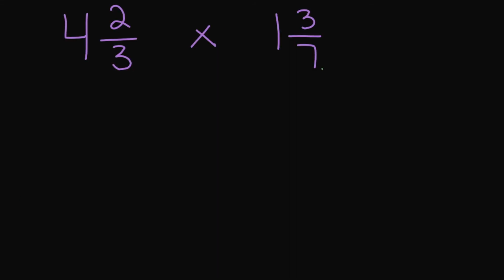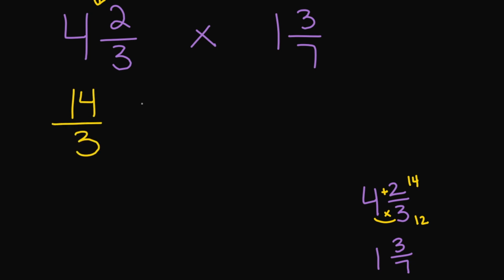All right, so let's look at this example. Let's go ahead and turn these into improper fractions. 4 times 3, this is going to give us 12. Plus 2, this is going to give us 14. So as an improper fraction, 4 and 2/3 is going to equal 14 over 3. Times, we have 1 times 7. This is going to give us 7 plus 3. This is going to give us 10. So as an improper fraction, 1 and 3/7 is going to be 10 over 7.